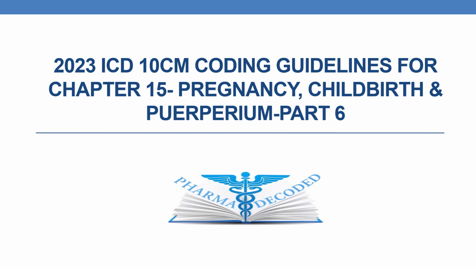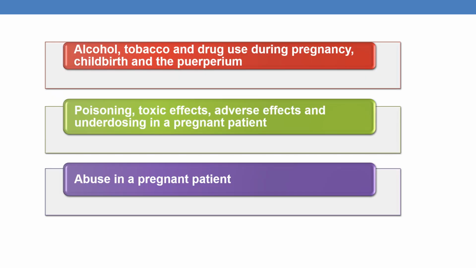Hello everyone, now let us discuss the 2023 ICD-10 coding guidelines for Chapter 15, part 6. In the current session we will be focusing on alcohol, tobacco and drug use during pregnancy, childbirth and puerperium. Next, the guidelines regarding poisoning, toxic effects, adverse effects and underdosing in a pregnant woman. And finally, abuse in a pregnant woman.